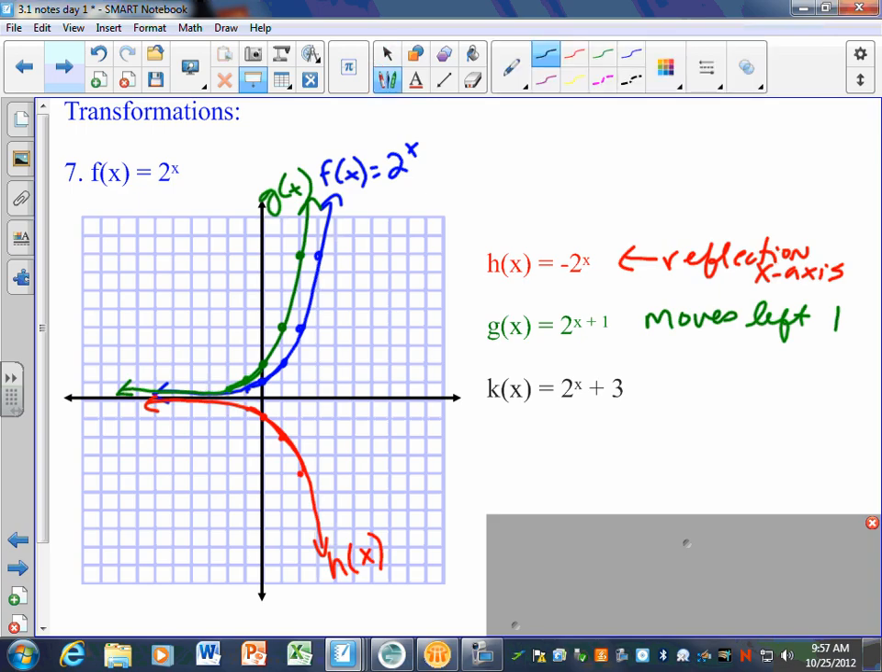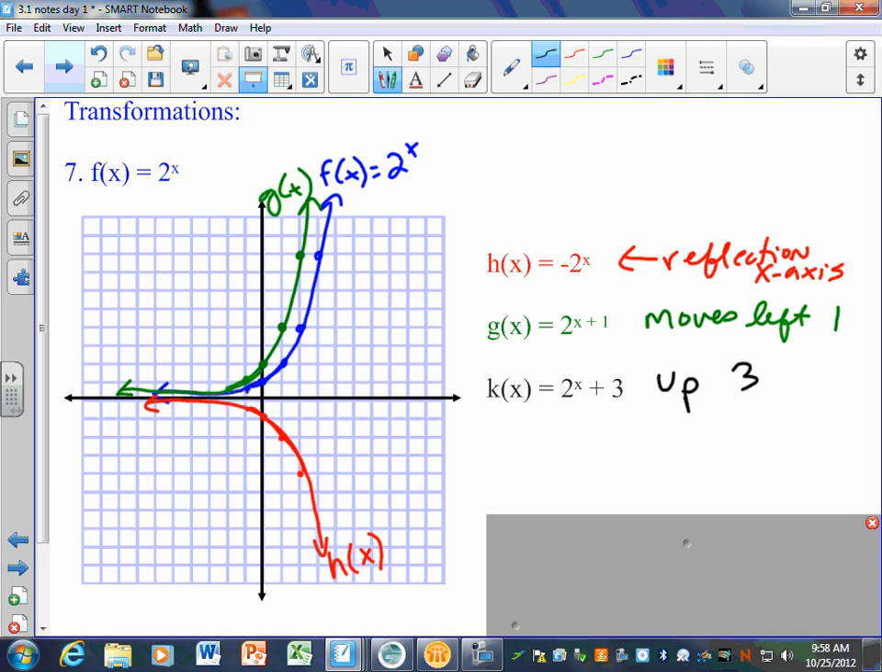Just want to kind of go over the 4 basic shifts or transformations that we have. What happens if a number is added or subtracted outside of the function? It moves it up or down, and it's exactly what you would think. If it's plus 3, that means it's going to move up 3. This one's the one that I'm probably going to be the pickiest on when you graph, because if everything shifted up 3, that means your horizontal asymptote has also shifted up 3. So you got to make sure that you keep that in mind when you're graphing it.